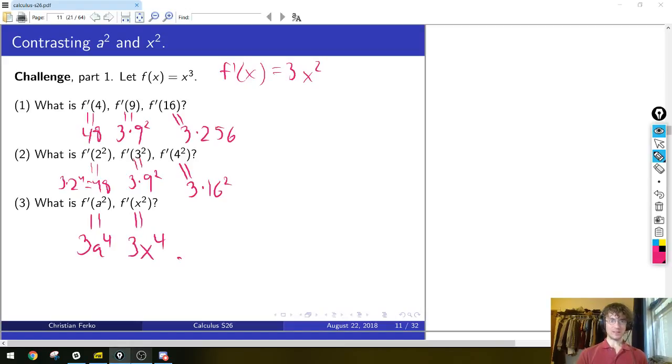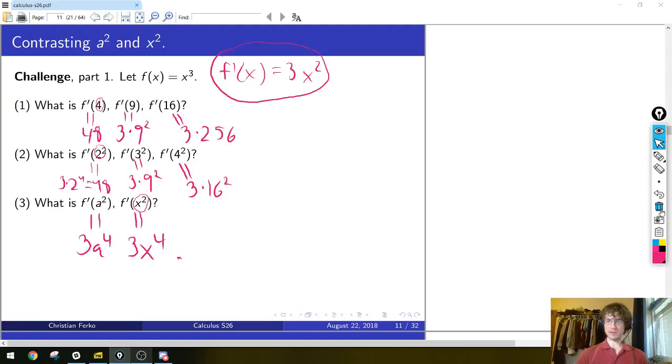Yeah, the point of all of these calculations is that the notation f prime of some number simply means take this derivative function and everywhere you see x, replace it with whatever this number is. So even though this thing involves x squared, for instance, the notation f prime at x squared simply means take the function for f prime, everywhere you see an x, replace it with an x squared. So indeed, as you say, this is 3x to the 4th.